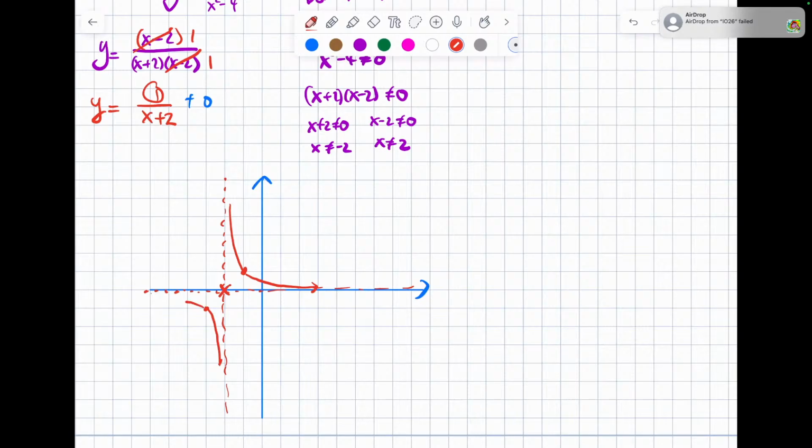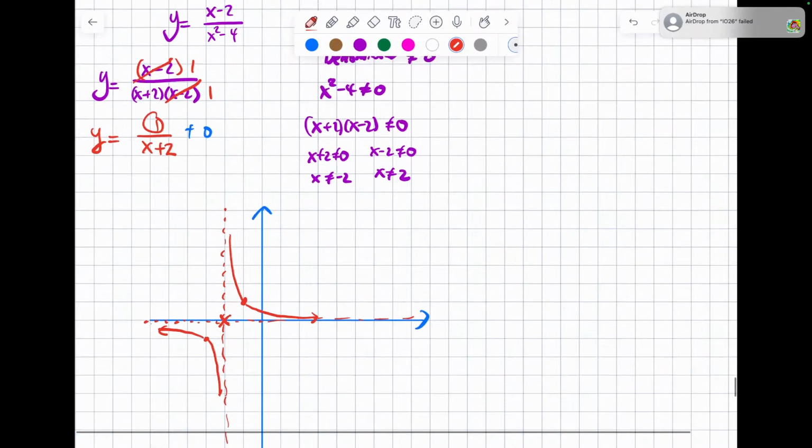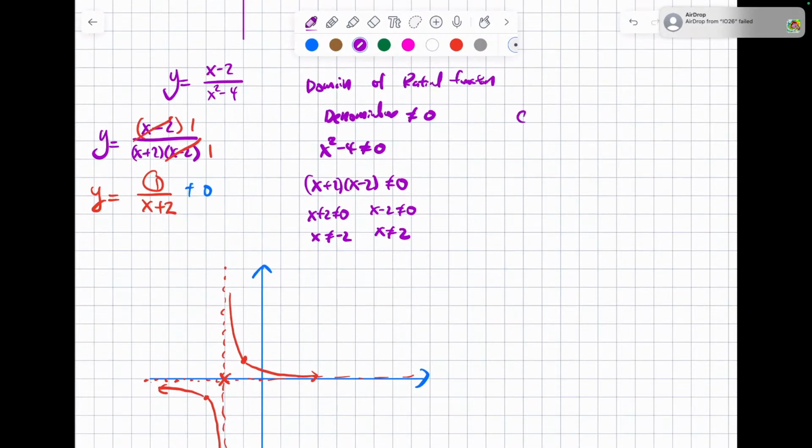However, there's something else happening. There is a canceled factor. Do you remember that canceled factor? The canceled factor is what? It's x minus 2, right? You take x minus 2 equal to 0, x is equal to 2. How do you find the y coordinate of the hole?